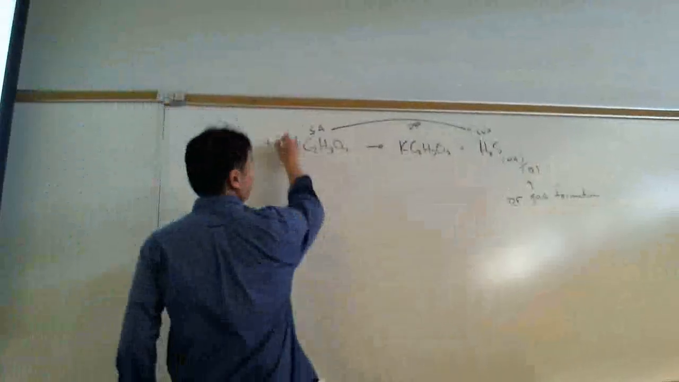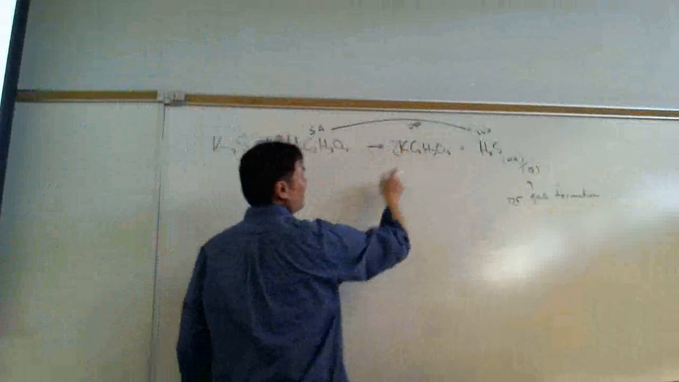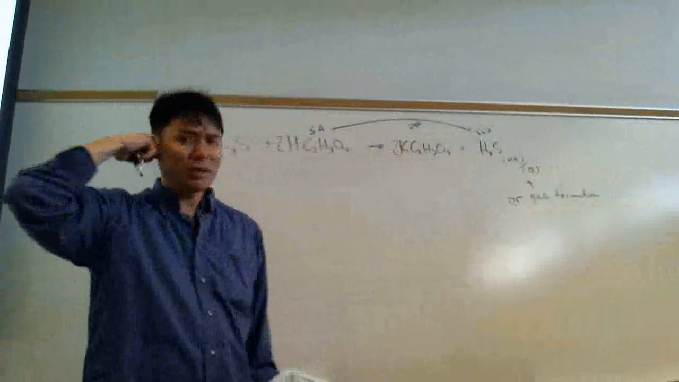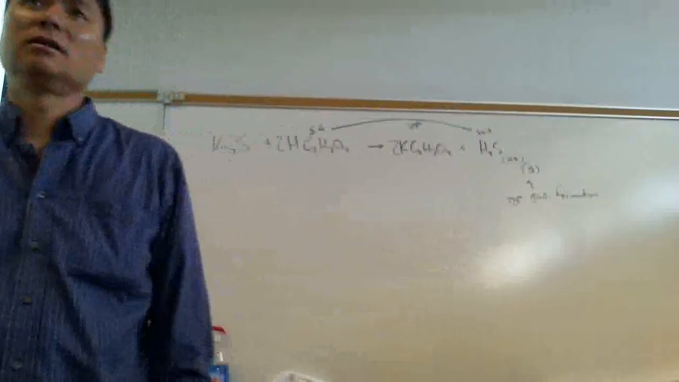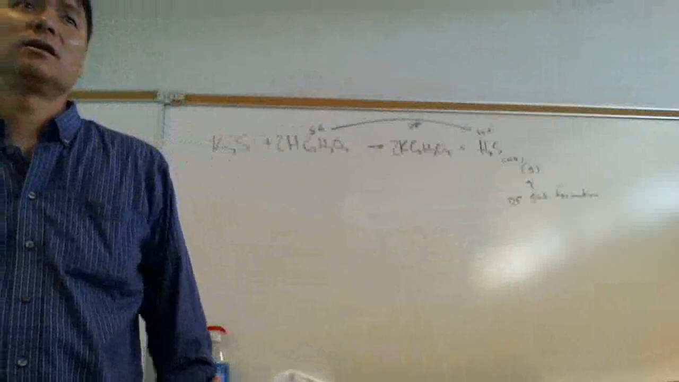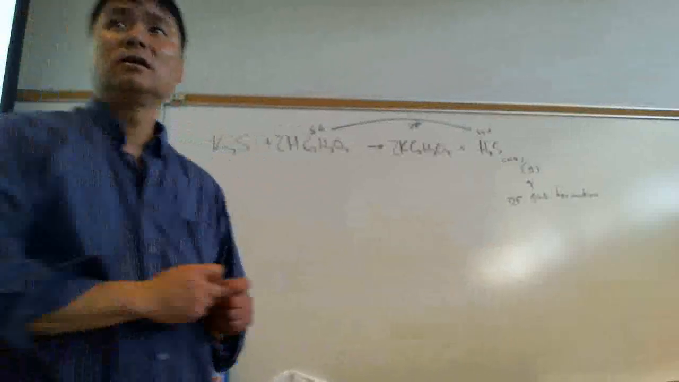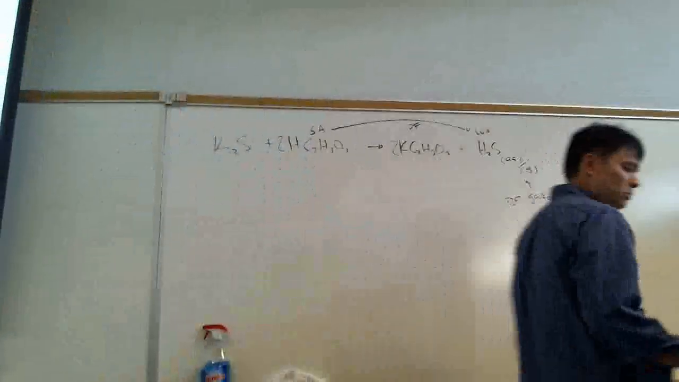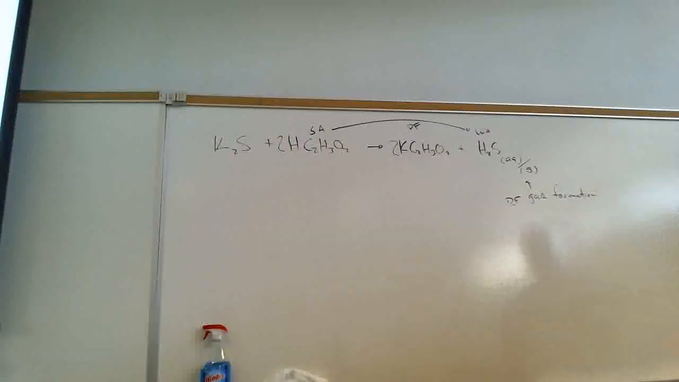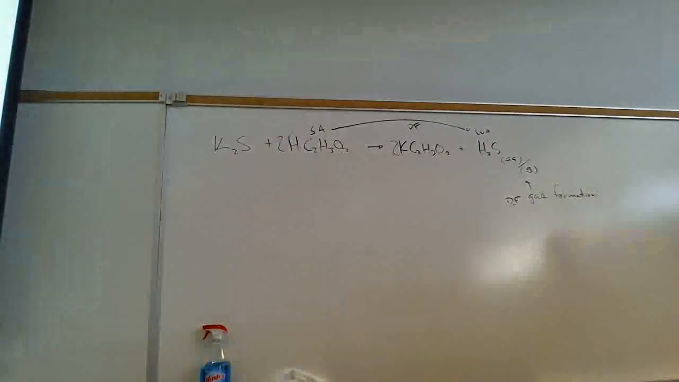Balancing this, we'll need 2 acetic acids and 2 potassium acetate. What about potassium acetate? Will that precipitate out? Yes or no? Yes? What's the rule for potassium salts? Potassium salts are all soluble. So will it precipitate out? No.